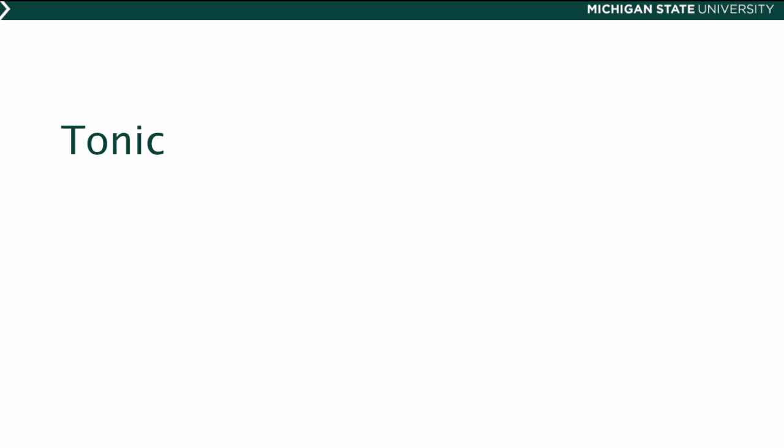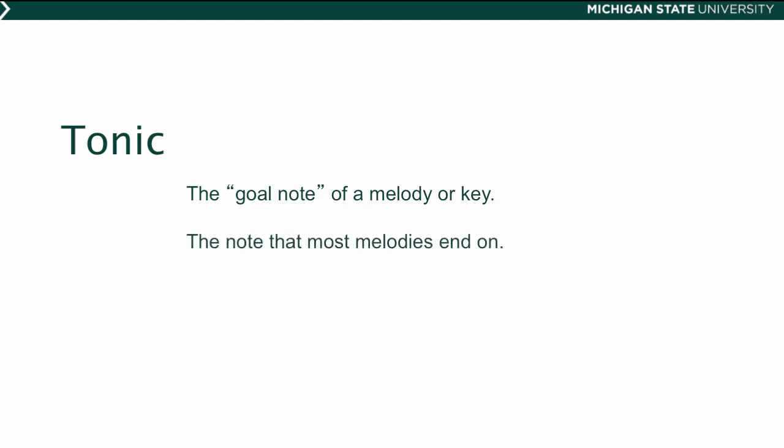This note, the goal of all the other notes in the melody, is called the tonic. Music that has such a clear tonal center is called tonal music. This goal note is often the first note, and usually the last note of a melody. As we'll see, it's the first note of the scale of notes used to create the melody.